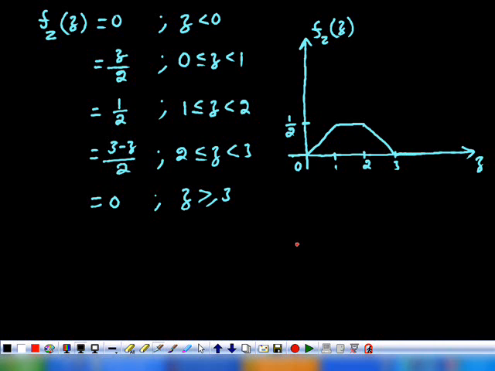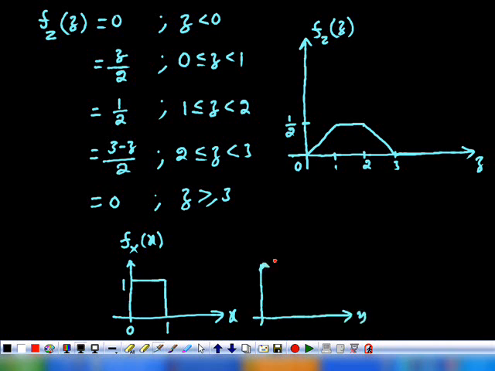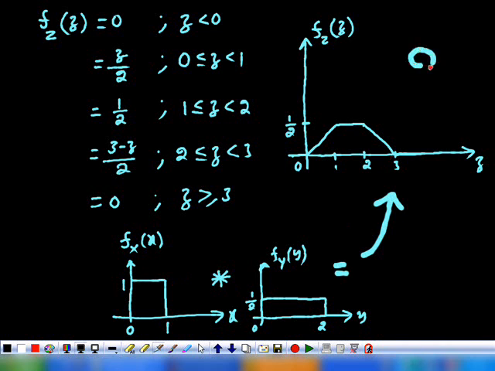We convolve fx of x, which is equivalent to 1 from 0 to 1, and fy of y, which is equivalent to 1 by 2 from 0 to 2. This is 1 by 2. So if you convolve these two, we will get this: a convolution between two rectangular pulses. Actually, fx of x is a rectangular function, fy of y is also a rectangular function. We got a trapezoid. Is it a valid density function?